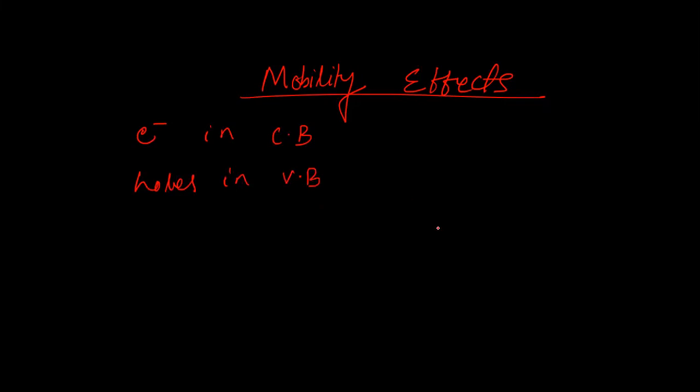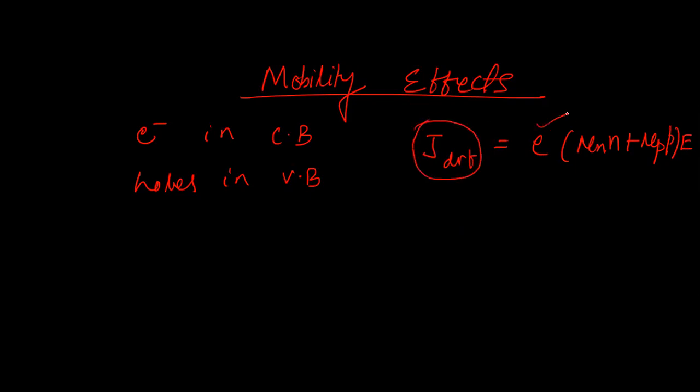We also discussed what carrier drift is and what drift current density is, and we derived the expression that the total drift current density is given by e times (mu n times n plus mu p times p) multiplied with E. Here e is the electronic charge, mu n is the mobility of the electron in the conduction band, n is the concentration of electrons, mu p is the mobility of holes in the valence band, p is the concentration of holes, and E is the applied electric field. So this is what we said.